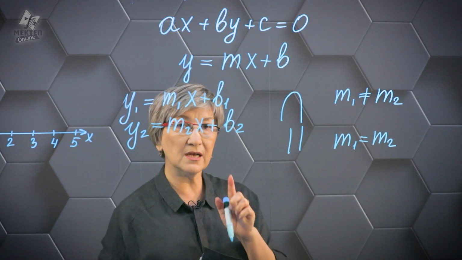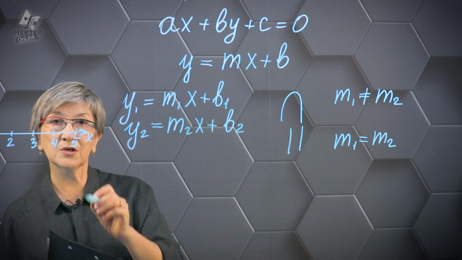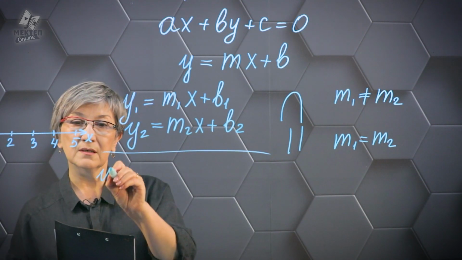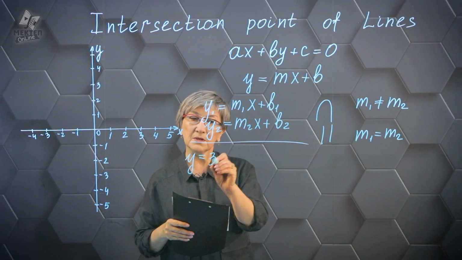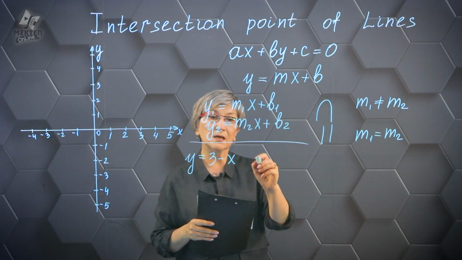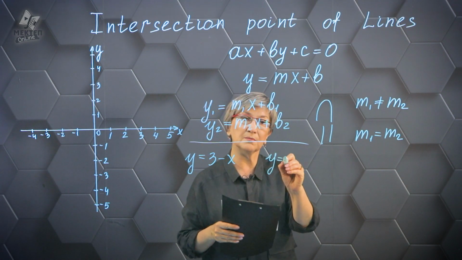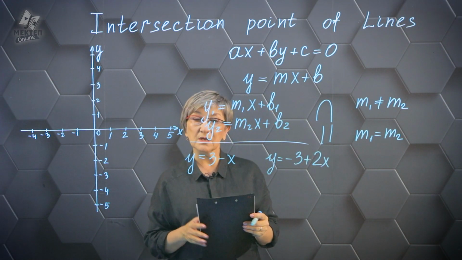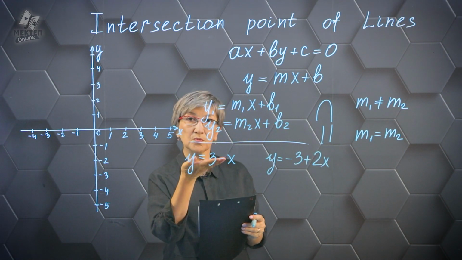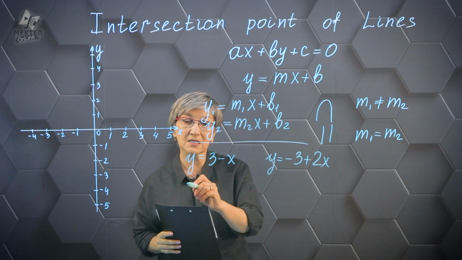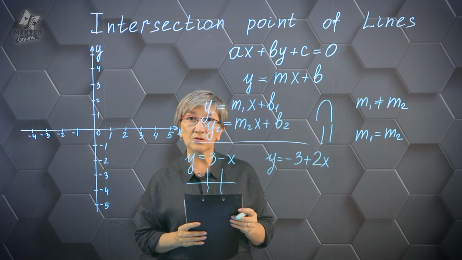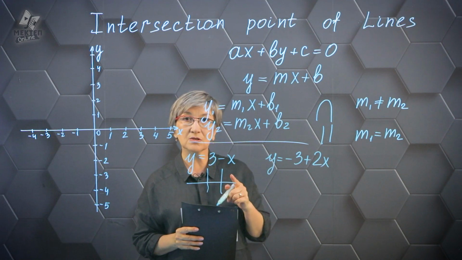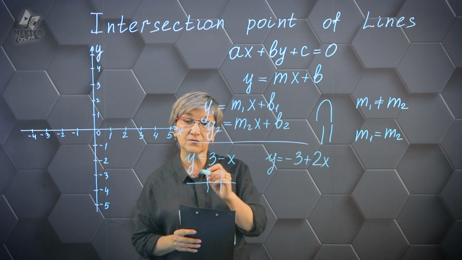If I consider the following functions, and I need to find where these graphs intersect. The first graph is y equals 3 minus x. And the second function graph is y equals negative 3 plus 2x. We need to plot these function graphs. We know that to create a graph of a linear function, we only need to take 2 points. Plot the coordinates of the 2 points and connect them. As a result, we will get the graph of the linear function.